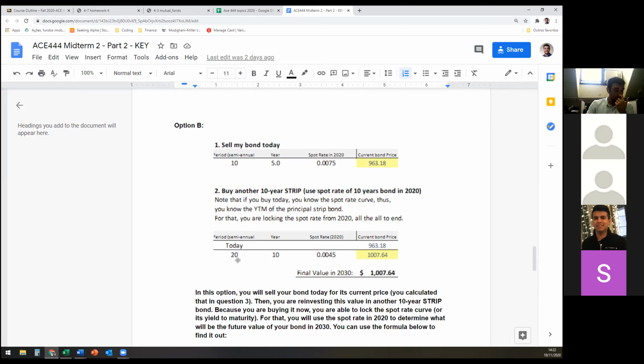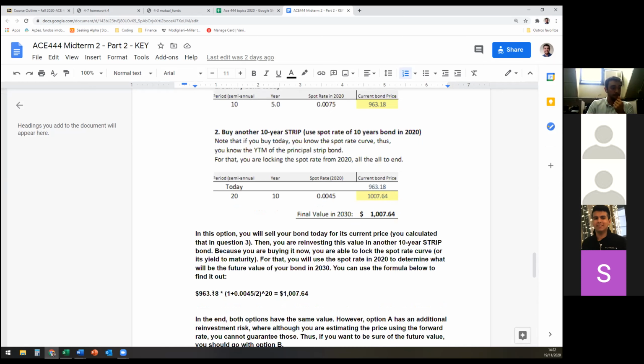And if you do that, using this par rate, so the price that you have today times 1 plus this par rate, 10 years in the future, divided by 2, raised to 20 semi-annual periods, remember? You should be getting the exact same value, okay?